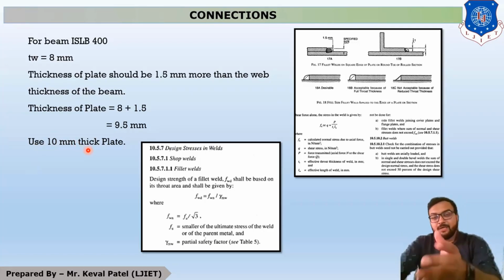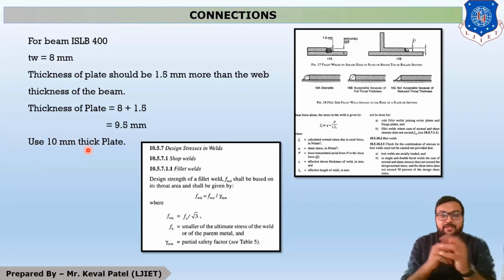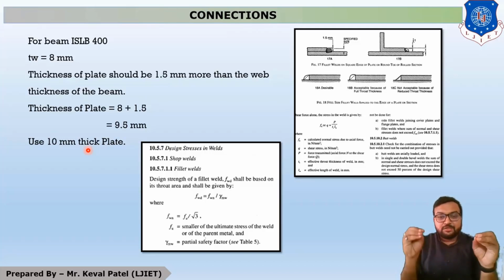Okay, now you all know that there are two types of welding connections. The first one is field weld and the second one is shop weld. Now you have to find out the value of field weld and shop weld. So it is called the design strength in weld. Students, this equation is given on page number 79.